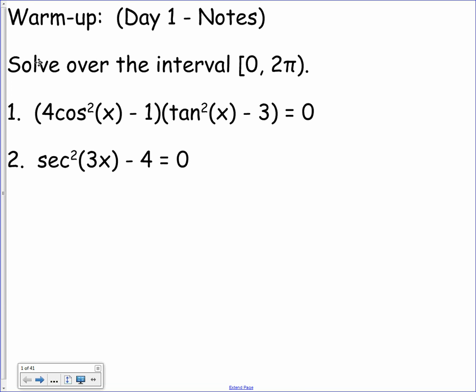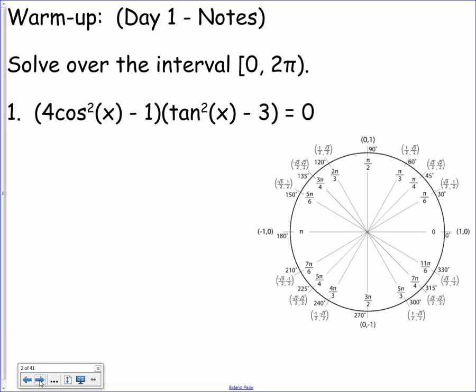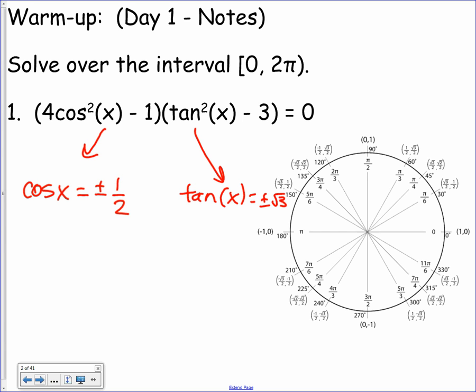Okay, so we're back. Let's talk about your warm-up really quick to make sure you know what you're doing. Please note that I did ask you to solve over a specific interval. I was looking for specific answers instead of just in general, so that's something to note. All right, so problem number 1 is already set up to be equal to 0, and you can use the zero product property. Over here, I'm going to get the cosine of x equaling plus or minus 1/2. And this one, I would get the tangent of x equals plus or minus the square root of 3.